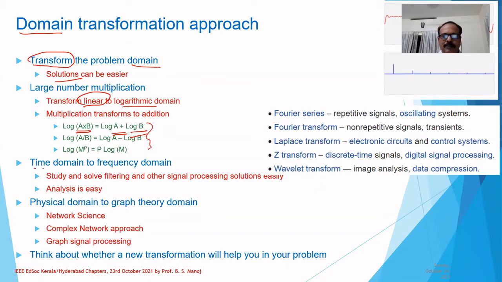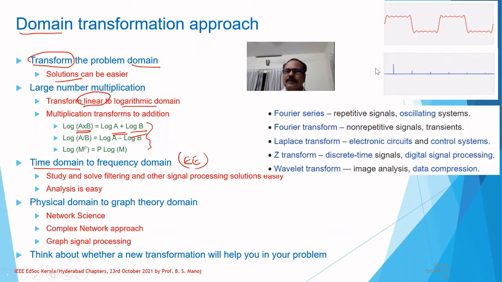Another example is the transformation from time to frequency domain, which is very, very popular in the entire electrical engineering area. So for example, if you want to design a filter and you cannot easily do a study in the time domain, when you convert this amplitude versus time domain signal to an equivalent frequency versus amplitude signal, that will actually give a very good opportunity to understand, model, and create a solution for the problem.